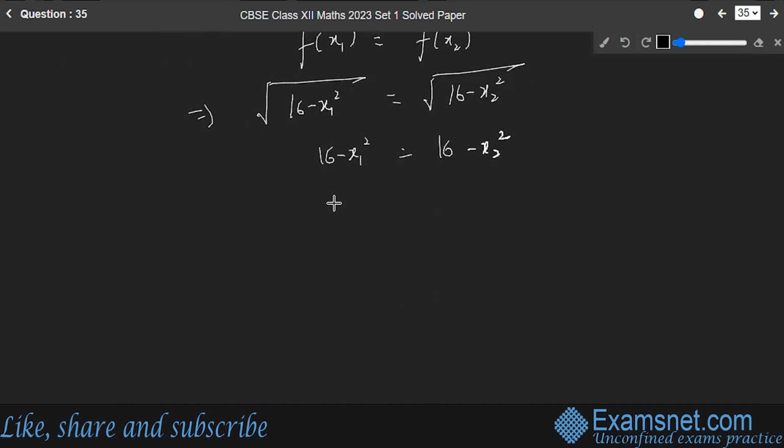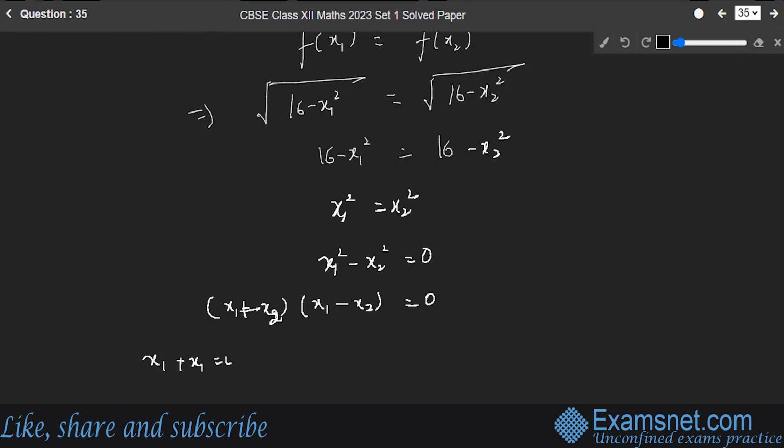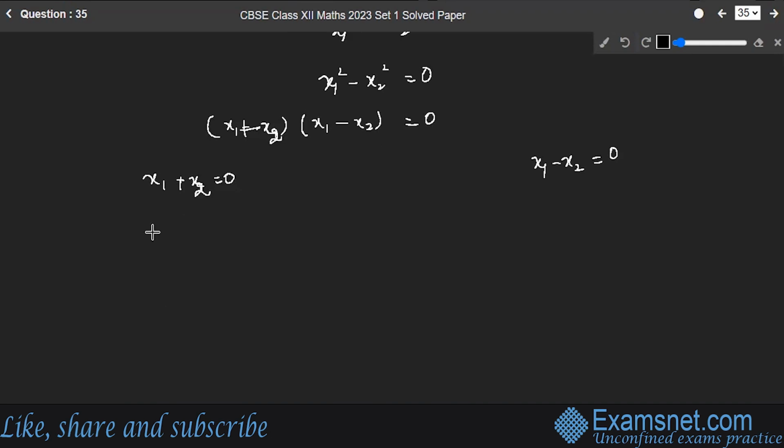That is, x1 square should be equal to x2 square, or this should be equal to 0. Let's factorize. You have x1 plus x2 into x1 minus x2 should be equal to 0, which means either x1 plus x2 can be 0 or x1 minus x2 should be equal to 0. See here, x1 plus x2 is equal to 0 is possible if I take x1 is equal to 4 and x2 is equal to minus 4. So this is possible.